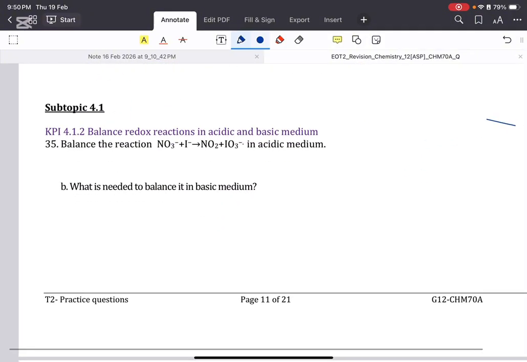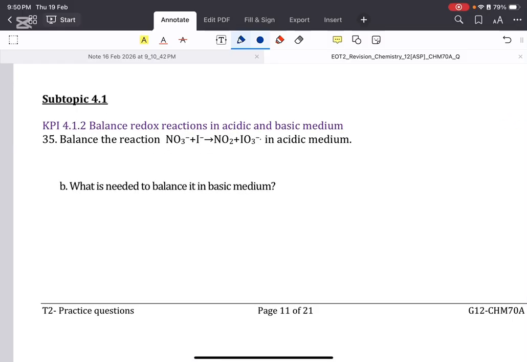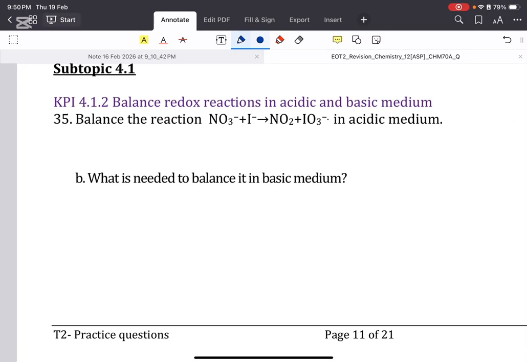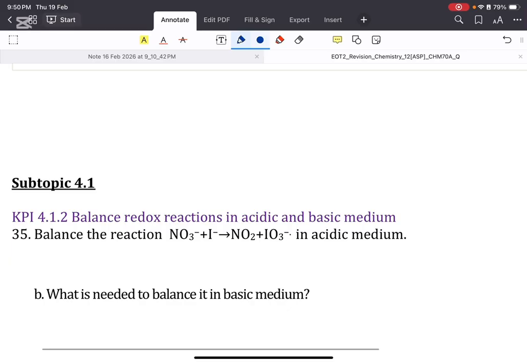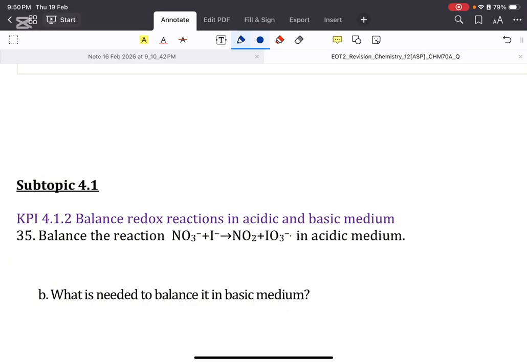Now let's move to subtopic 4.1. And here we start with electrochemistry. Balance the reaction in acidic medium. Now I'm gonna need a bit of space, so I'm gonna use this space here above in order to do the balancing in acidic medium, and I'll go through the steps one by one.